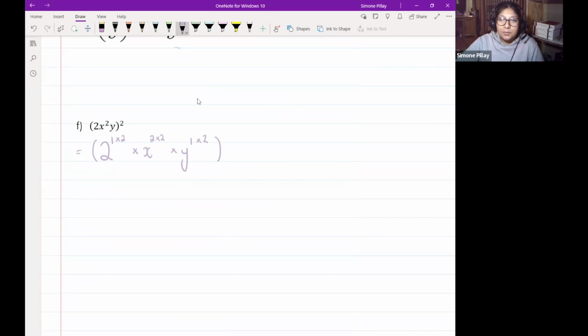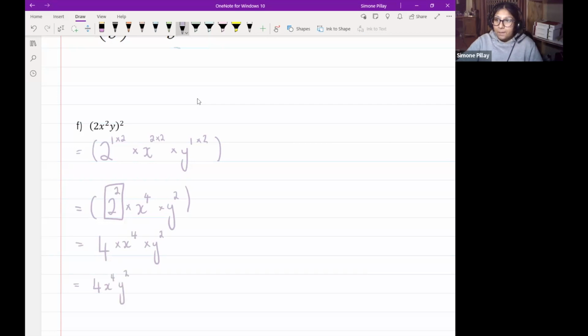And then let me do this. And so now what do we have? Again, I can keep my brackets if it's going to make things less confusing. I'm going to say 2 squared times x to the power of 4 times y squared. And because I'm dealing with numbers over here, I know 2 squared is going to be 4 times x to the power of 4 times y squared. And that is going to give me 4x to the power of 4 y squared.